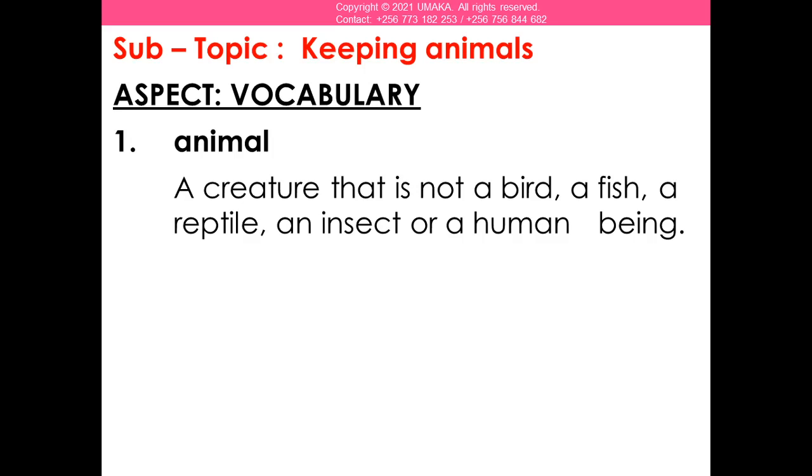That is an animal. So class, can you mention some of the animals we know? Good, we have the goats, we have the dogs, what else? Yes, cows, the cats. What we have to know as we talk about animals is that some are domestic and others are wild. Those that are wild are not found at home. Those that are domestic are the only ones we find at home.